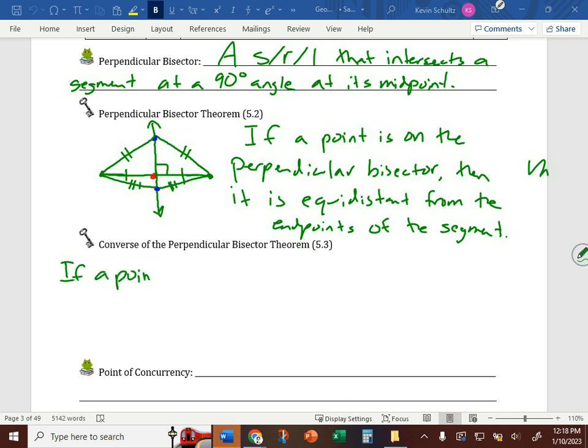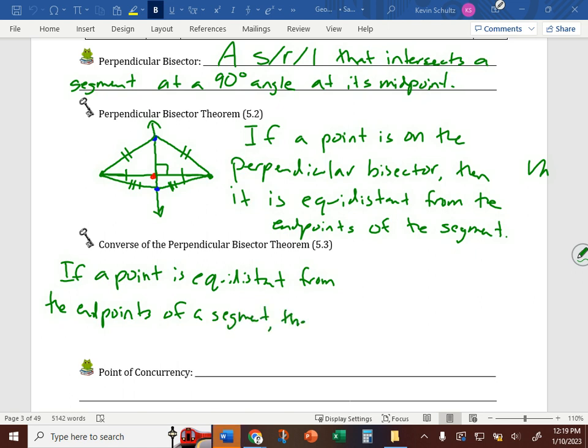if a point is equidistant from the endpoints of a segment, then what do we know about that point? Arlene?